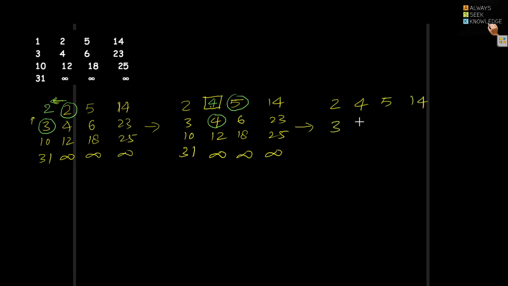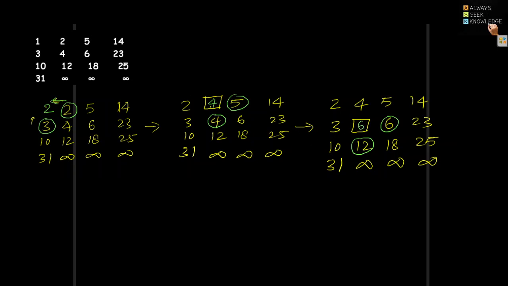Here it will be 3, 4, and this place is empty, so I am making this place empty. 6, 23 is as it is, and then 10, 12, 18, and 25. And there is 31, infinity, infinity, and infinity, right? Now again the same thing we will do. So we will again compare the places, like 6 and 12. We can fill either of the values here, but because 6 is small, we will fill 6 here.